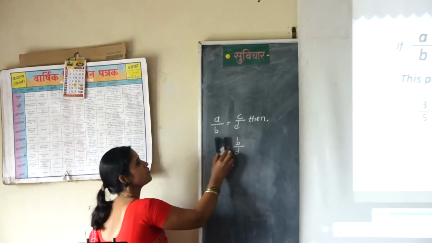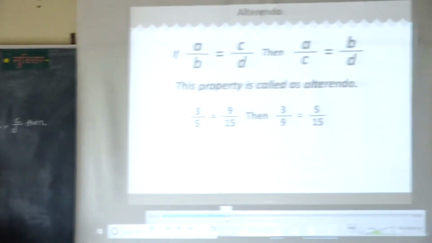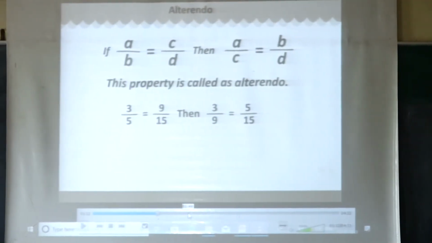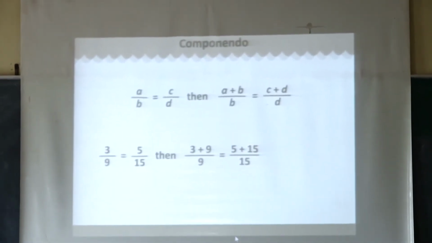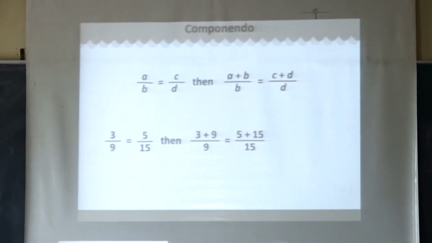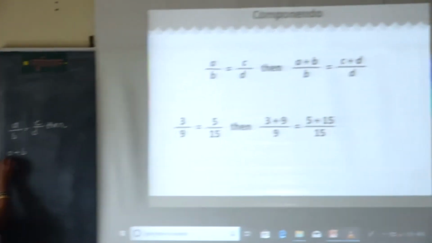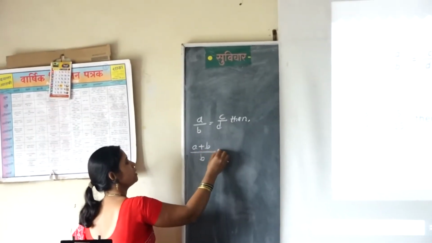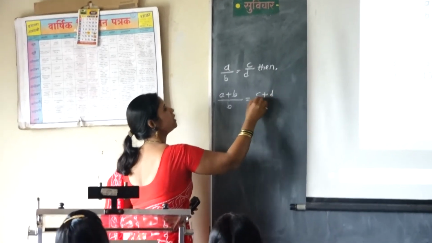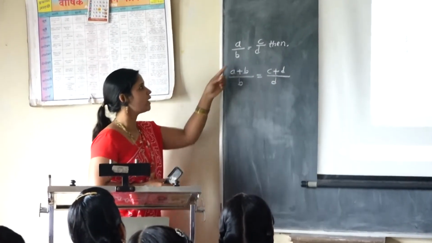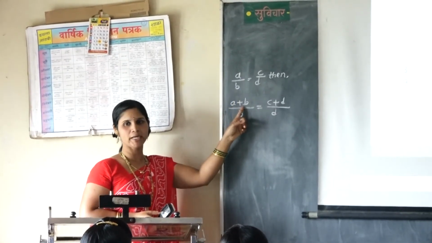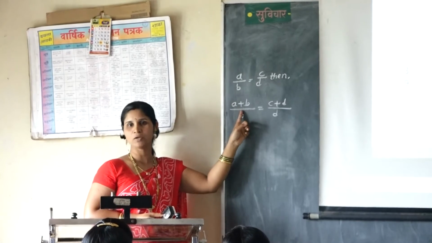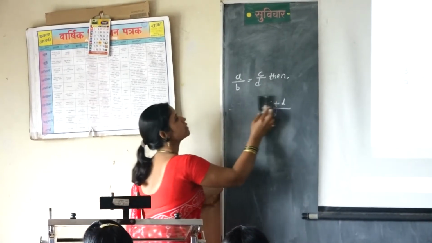Next one is componendo. That means we have to add: A plus B upon B is equal to C plus D upon D. That means we add the denominator into the numerator. This is called componendo. Next, dividendo.